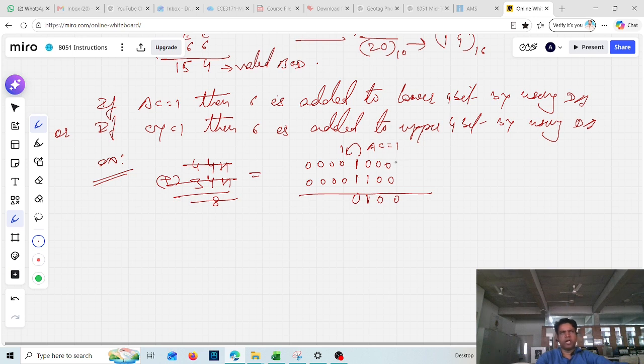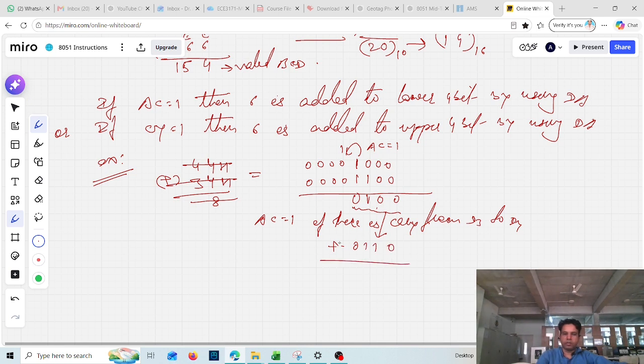I think you have seen this condition, auxiliary carry. So you know that AC will become 1 if there is a carry from the D3 to D4 bit. In this case there is a carry here. Because of this carry, the number that you got here will again be added with 6. 6 means 0, 1, 1, 0. If you write the DA instruction after this one, in that case 6 is automatically added.